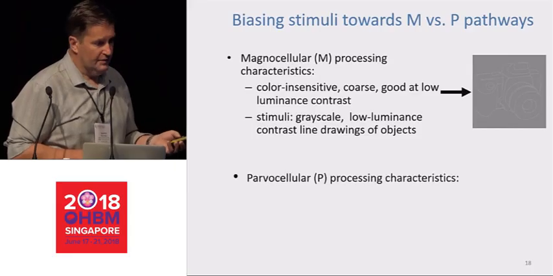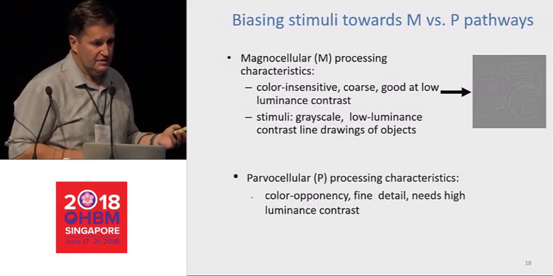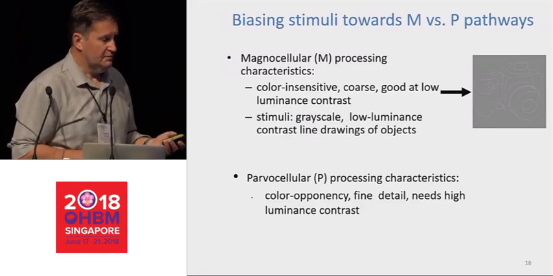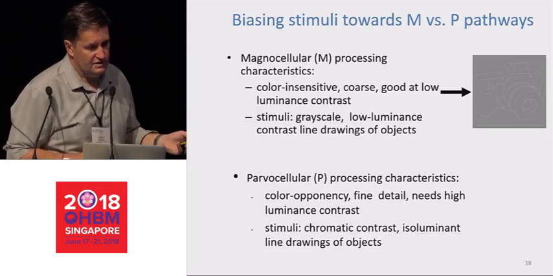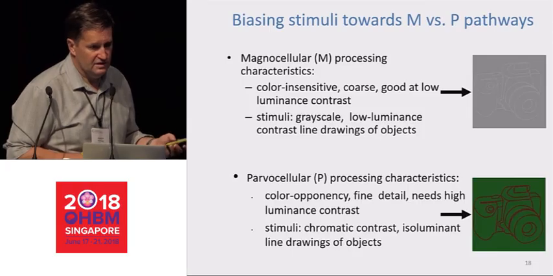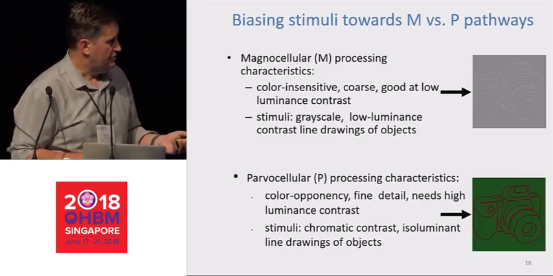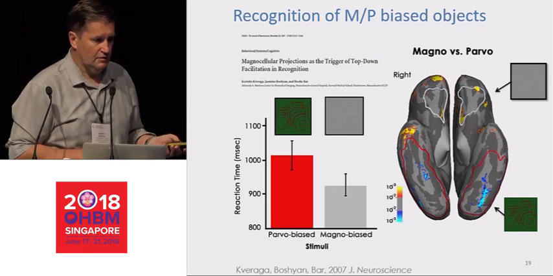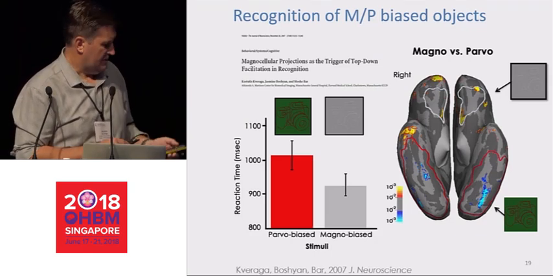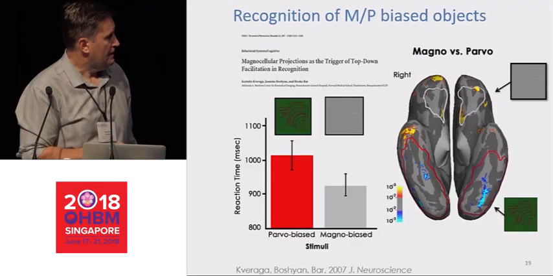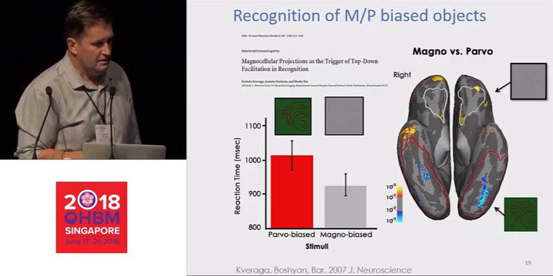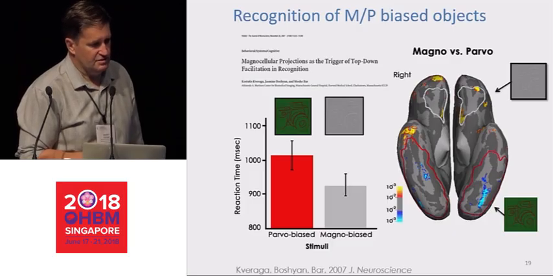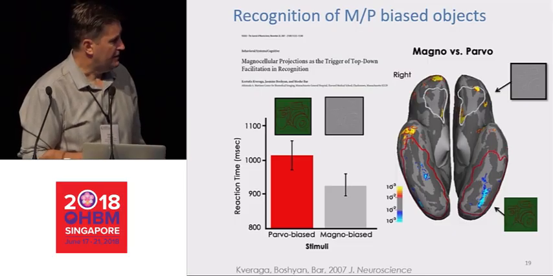The parvocellular characteristics are color opponency, of course, for red and green, fine detail, but it needs high luminance contrast to respond. And we did heterochromatic flicker photometry to find the isoluminance point for each subject, and used stimuli like that. So in this study, what we showed was that even though the magno objects were objectively and subjectively less visible, subjects actually responded almost 100 milliseconds faster to identify the object in the line drawing.